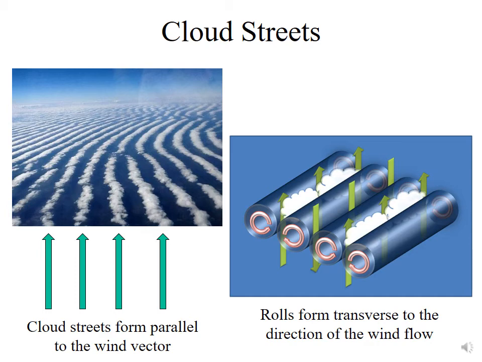What's actually going on here, if you look on the right, is that these clouds typically happen in the boundary layer, and we have what we call rolls that are formed transverse to the direction of the wind flow. On the upward segment of these rolls is where the clouds are actually forming. On the downward segment of the rolls, the clouds are essentially evaporating, and you have ascent where the clouds are and descent in between. It's a fairly stable situation, and these cloud streets can persist for a long period of time.